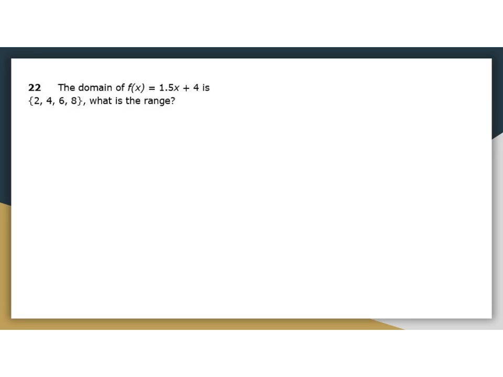In this problem, we're being told that the domain of this has the values 2, 4, 6, and 8. The question is, what is the range? So in other words, we're being told we have the x values. We want to know the y values. We have to find the y values.